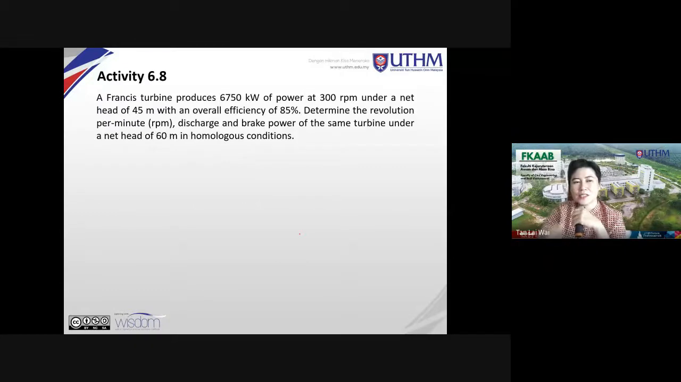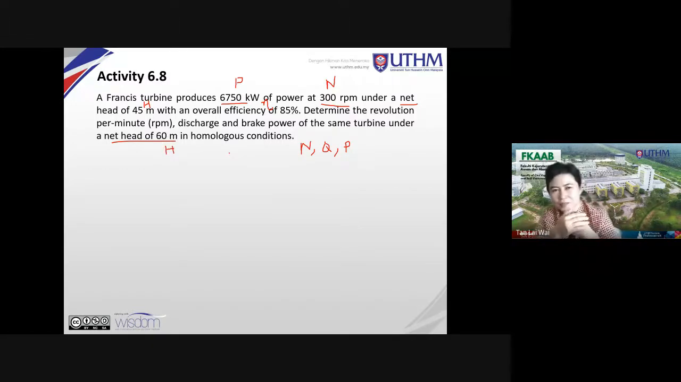Let's go back to this activity here. You have a Francis turbine, which produces power of 6,750 kilowatts. This is N, the speed. This is your power. Under a net head of 45 meters, with an overall efficiency of 85%. Determine N. That means the question asks you to find N, Q, and brake power of the same turbine under a net head of 60 meters. Okay, in homologous condition.